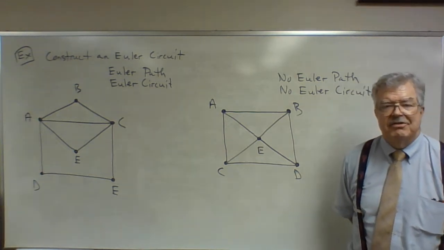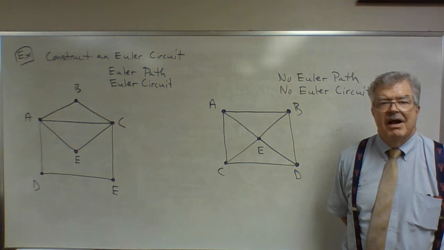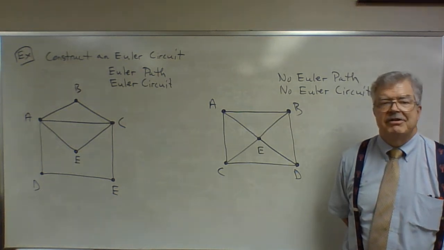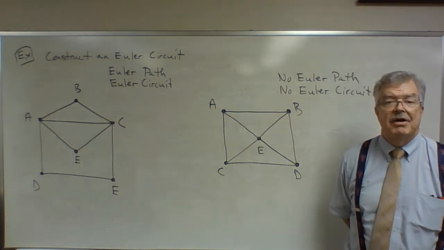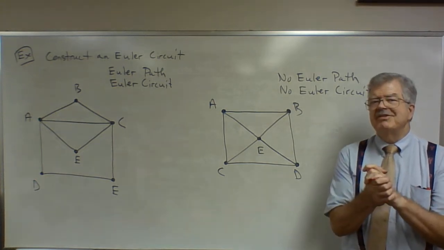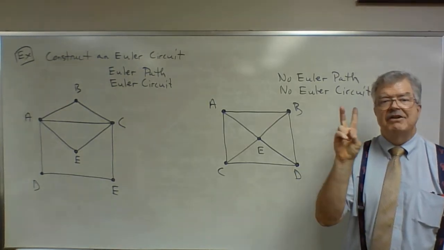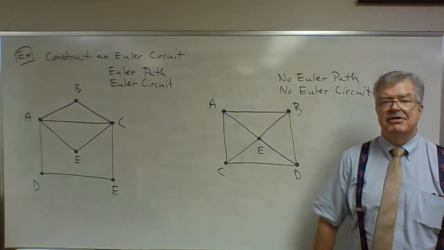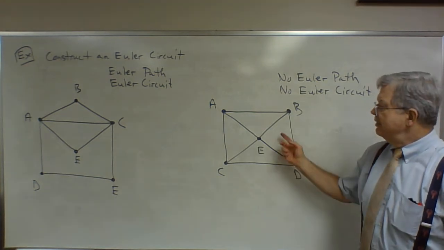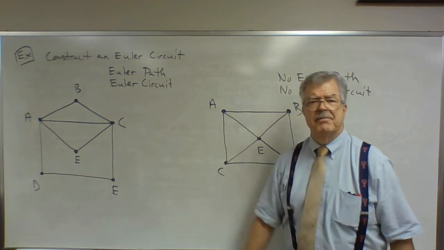Remember in the last lecture we defined the degree of a vertex essentially as the number of edges coming into or going out of a vertex. And then we had that special exception that a loop essentially adds 2 to the degree of a vertex. Now we don't have any loops here.